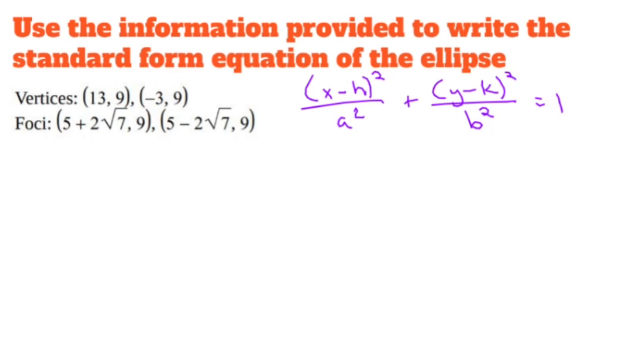My center is (h, k). I don't have a center here, so I can't really start with that. So let's go to vertices. Vertices are given to us by (h plus or minus a, k). So that at least gives me a k of 9. Okay. Do I have an a? No. But this is what I also know.